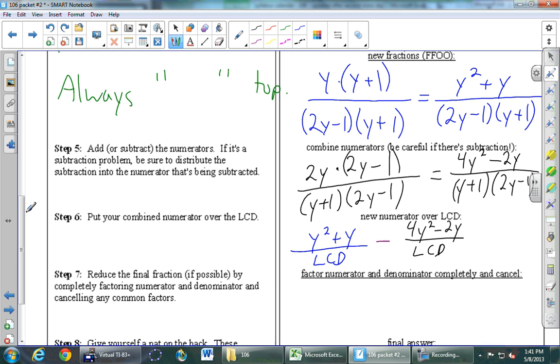And what's the nice thing about subtracting these two fractions? Same denominator. They have the LCD. Even though we've done so much good work to this point, it's still possible to make a mistake and get it wrong. I will illustrate that mistake here.